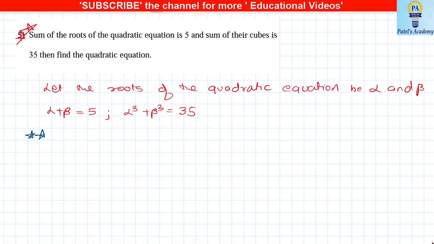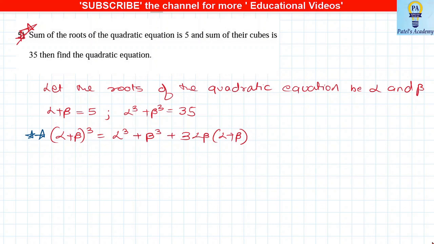The identity we are using is (a plus b) whole cube, which means (alpha plus beta) whole cube. Instead of a and b I'm taking alpha and beta. So what is (a plus b) whole cube? It is a cube plus b cube plus 3ab times (a plus b). Only instead of a and b I'm writing alpha and beta.